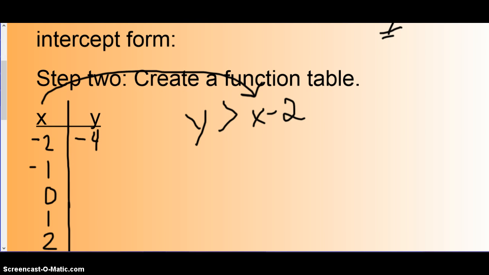When we substitute in -1 minus 2, you're going to get -3. When you substitute in 0 minus 2, -2. When you substitute in the 1 for the x, you get 1 minus 2, which is -1. And of course, 2 minus 2 is 0. So we end up with the points that we can now graph. These are some x and y location points, and we can now graph those things.